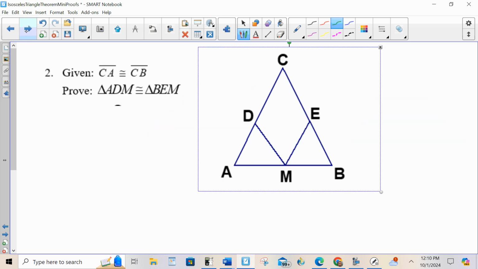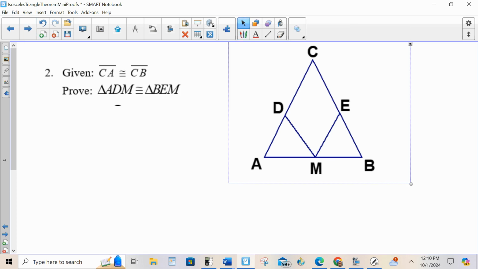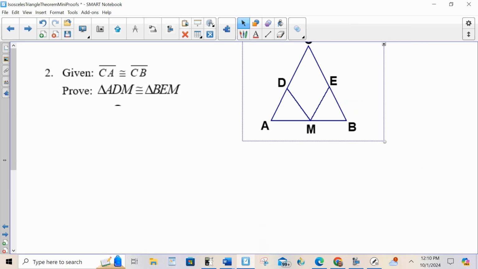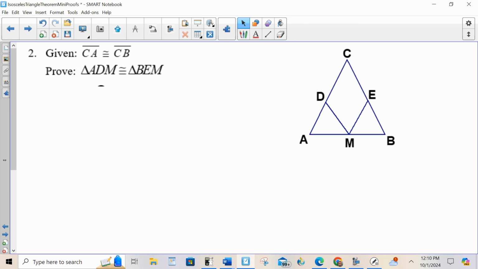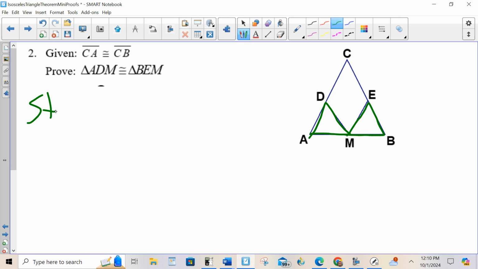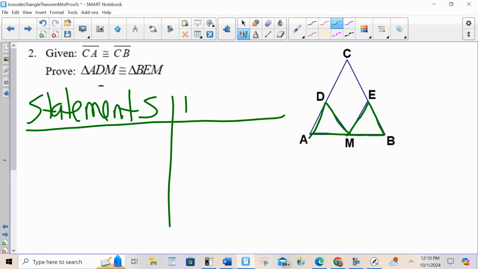Number 2. I'm proving ultimately that triangle ADM is congruent to triangle BEM. So I'm proving that those green triangles are congruent. And again, these are mini proofs. This is not a whole proof. This is just going to be one step within the bigger proof. But we got to learn how to do the mini proofs before we can apply it to the big proofs.